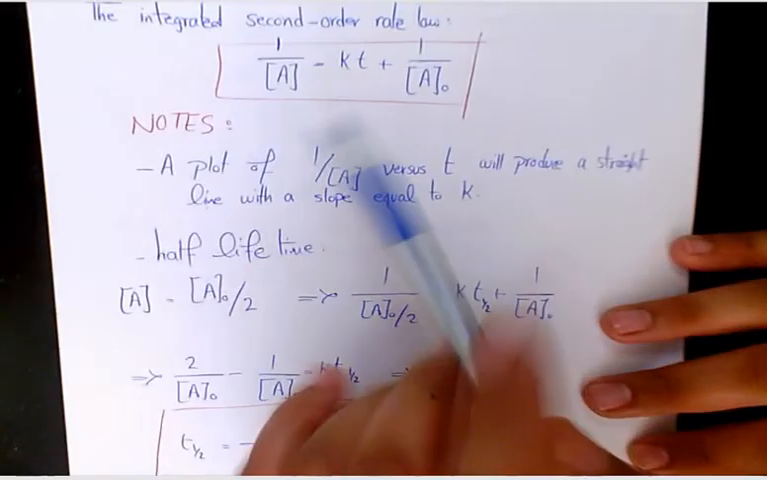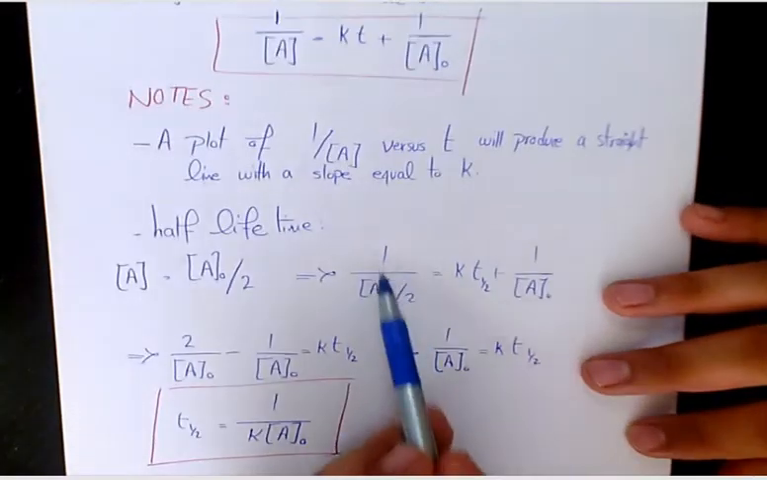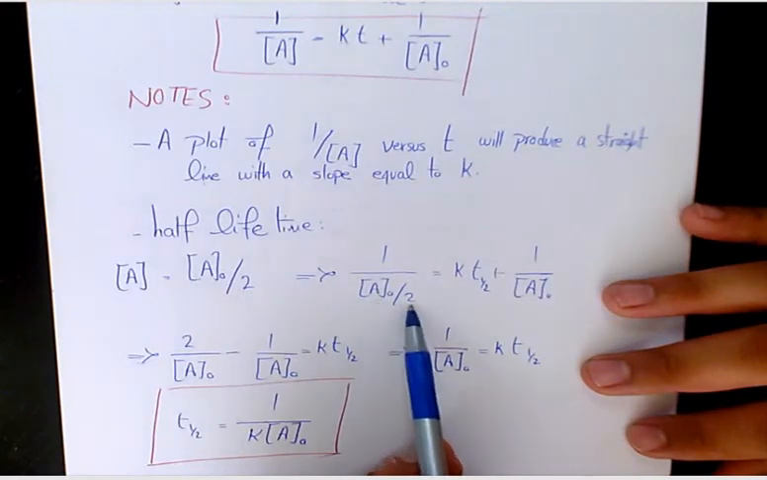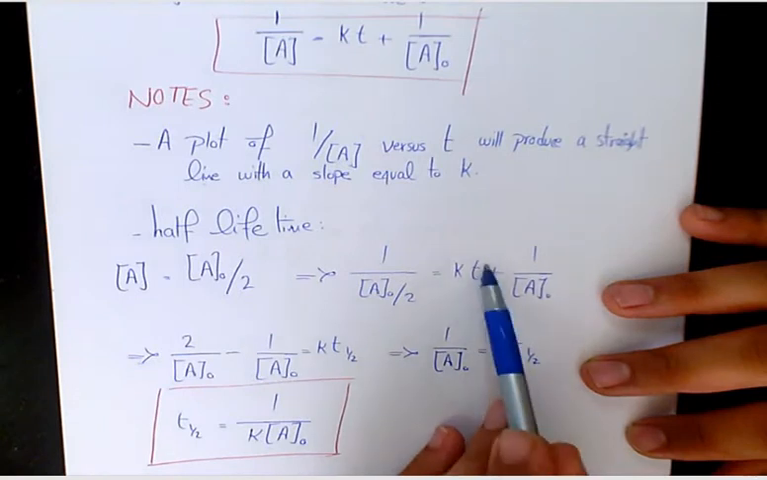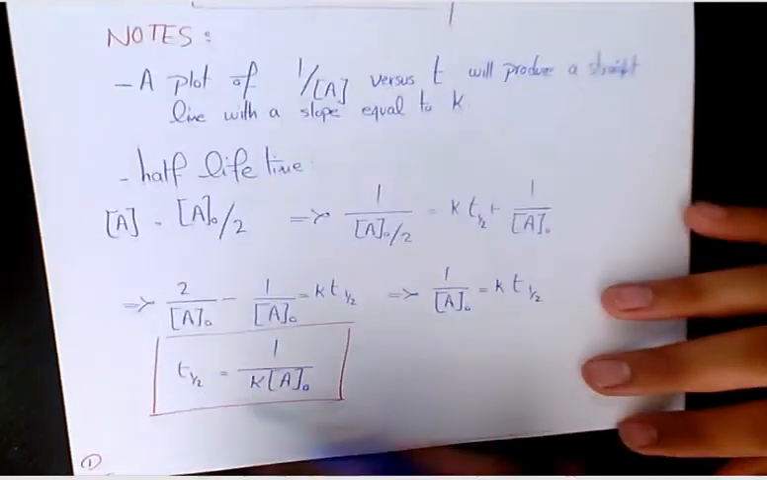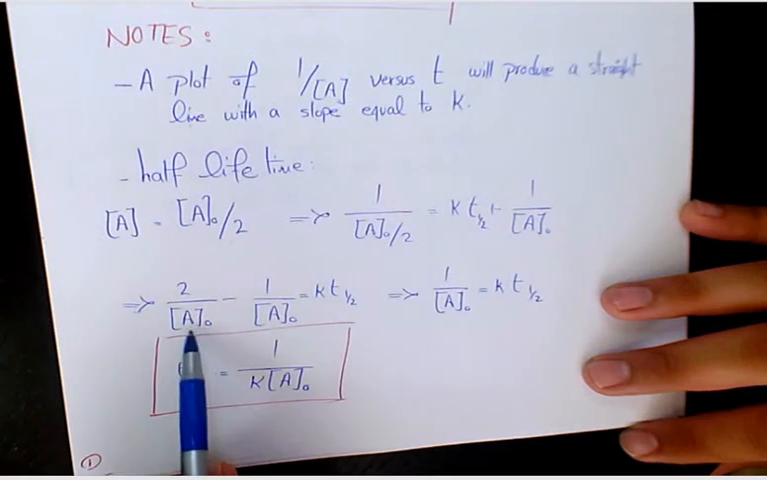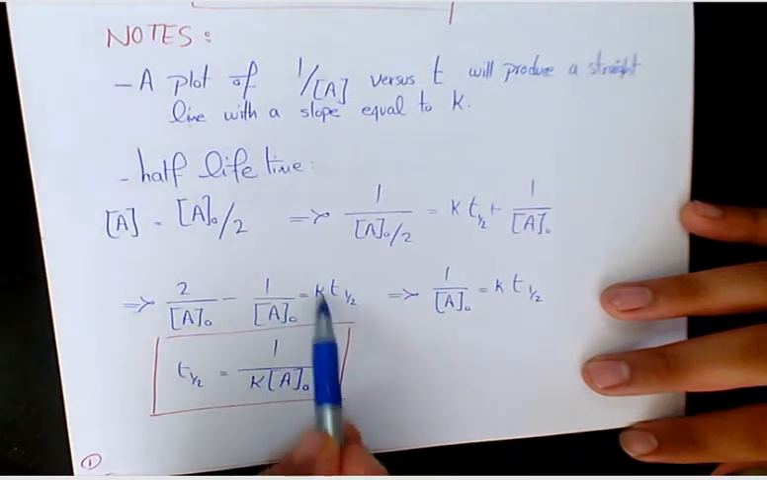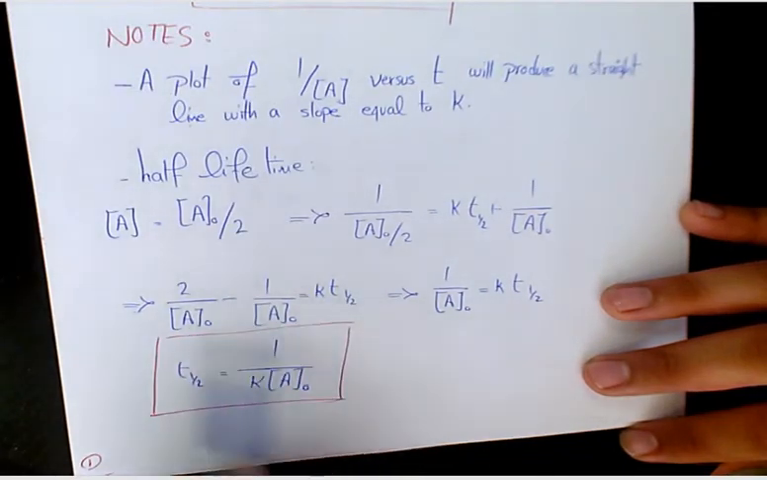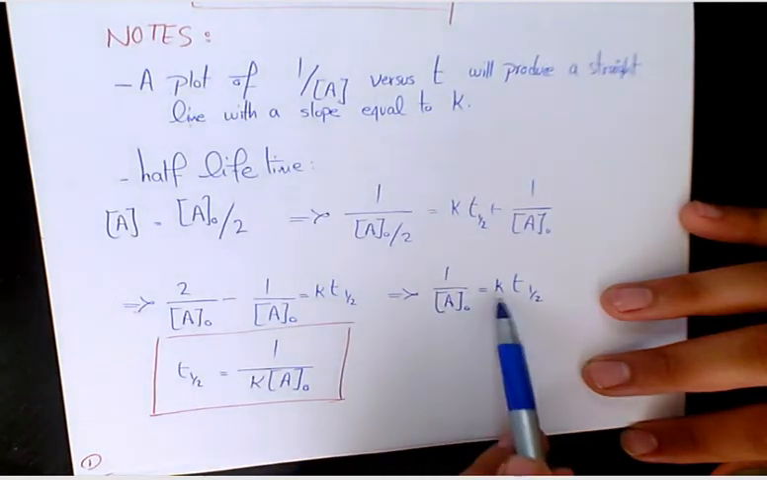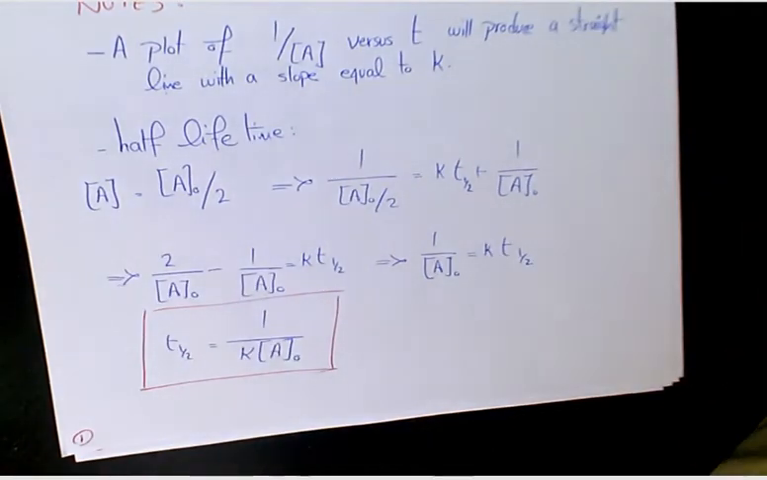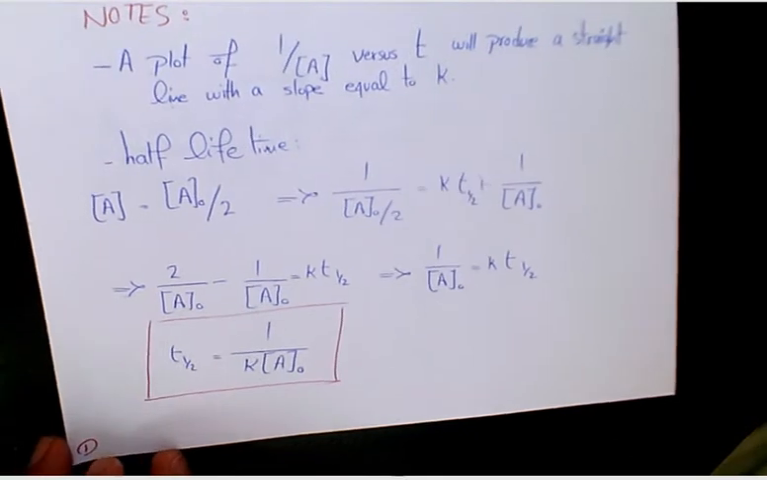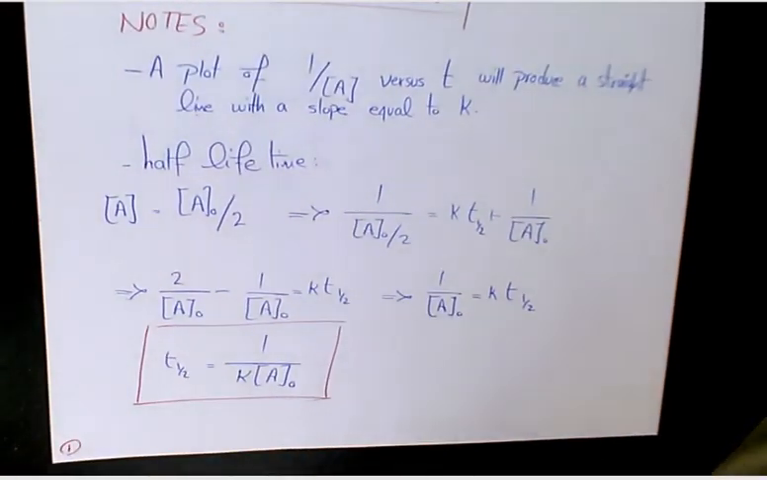If we substitute it in the original integrated form, it's going to be 1 over A naught divided by 2 equals k times t half, which is half-life time, plus 1 over A naught. When you rearrange it, it's going to be 2 over A naught minus 1 over A naught equals k times t half. And then that's going to be 1 over A naught equals k t half. So t half is going to be 1 over k times the initial concentration. That's how you find the half-life time for a second order reaction. So let's see some examples now.